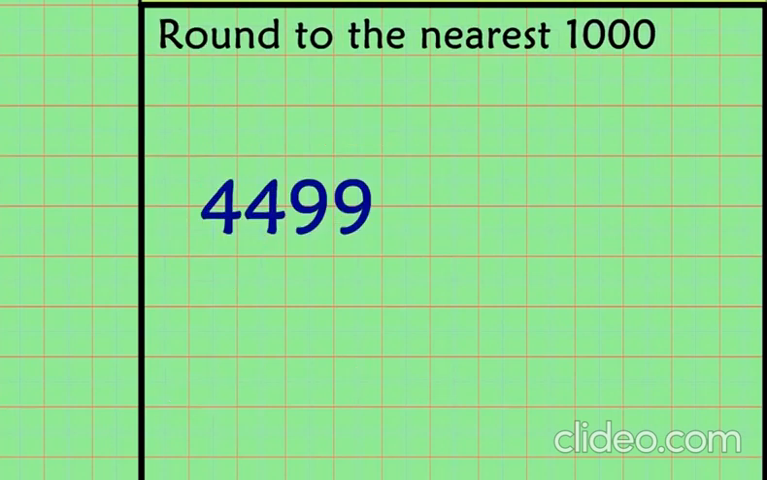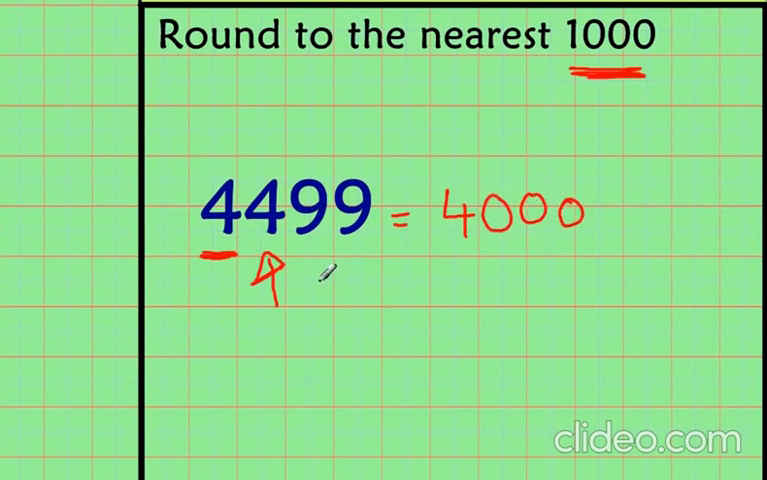And finally, round to the nearest 1,000. I will do this one quickly because it's nice and straightforward, same principle. I'm now looking for the thousands column: units, tens, hundreds, thousands. I look for my indicator, here it is, the 4, and that tells me to round down. That just means that the 4 stays the same, and everything to the right of my underlined digit becomes 0. 1, 2, 3 of them. So 4,499 to the nearest 1,000 is closer to 4,000 than 5,000.